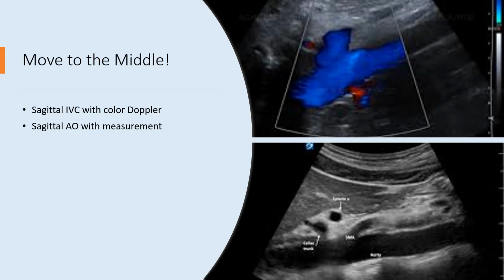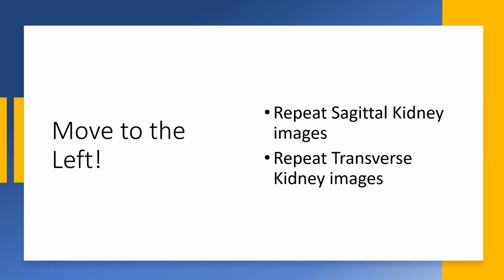Once you've imaged the right kidney, you're going to move across the body to the midline. You're going to get a sagittal IVC with colored Doppler to prove patency, and a sagittal aorta with a measurement, just a representative image. I like to do this one at the level of the renal artery origin. Then we're going to move to the left and image the left kidney.